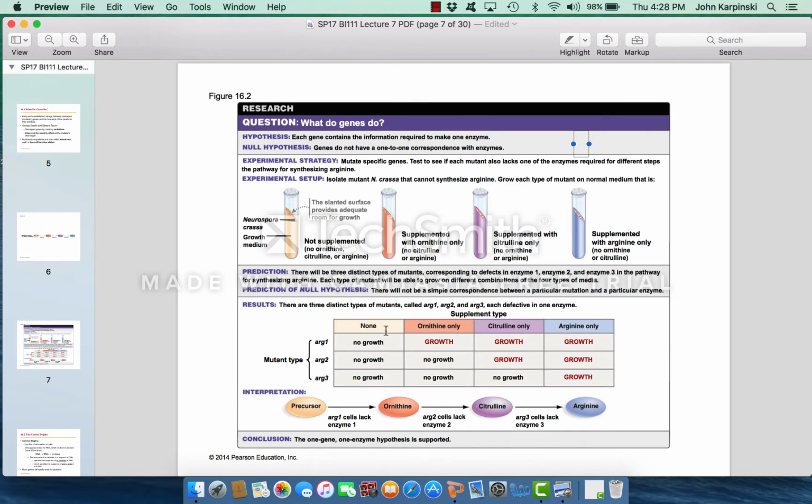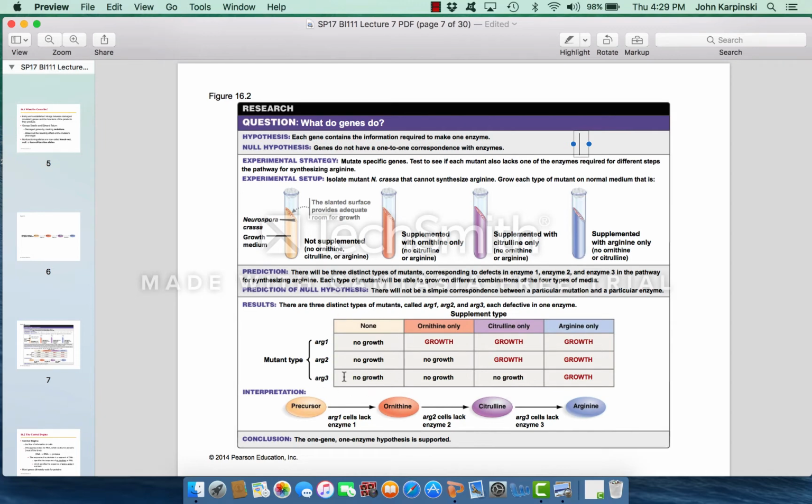So in the first growth media, this one in this light tan color, there were no precursors supplemented in that solution. So there was no ornithine, no citrulline, and no arginine. So they looked at what happened in each of the 3 mutated cases. So here, there's a mutation in enzyme 1, 2, and 3.